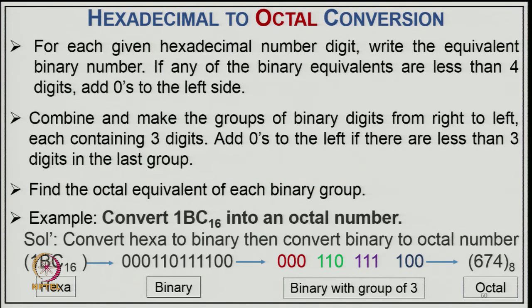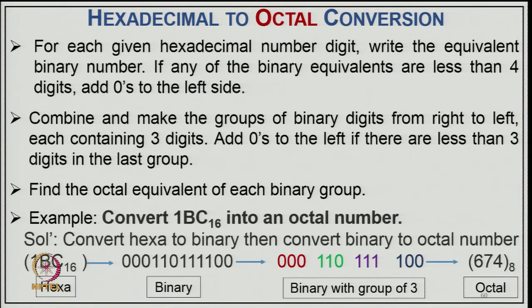Now, hexadecimal to octal conversion. For each given hexadecimal digit, write the equivalent binary number, and if the binary equivalent is less than 4 digits, then 0s are added on the extreme left side, because that does not change the value of the number. Combine and make groups of binary digits from right to left, each containing 3 bits, and add 0s to the left if the last group has fewer than 3 digits. Now, find the octal equivalent of each binary group.